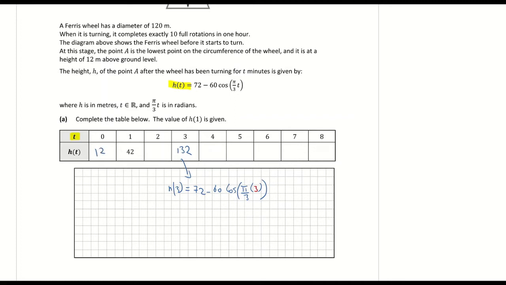Actually, what you could have done in your exam, or if you're doing it as practice, is test t of 1, and you should have got 42. And filling in the rest of them: 102, 132, 102, 42. Because it's going around in a circle, that's why these are repeating each time. 12 when it's at its lowest, 42, and 102.